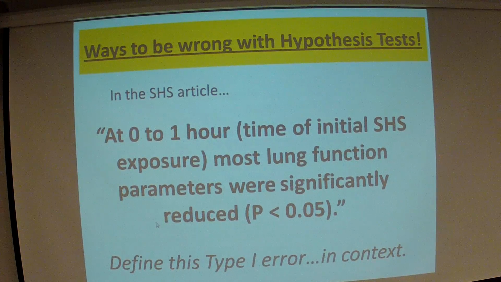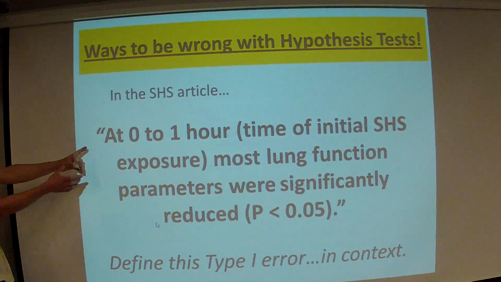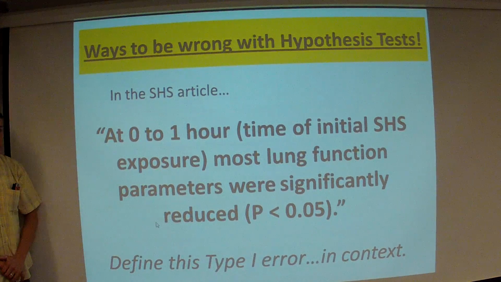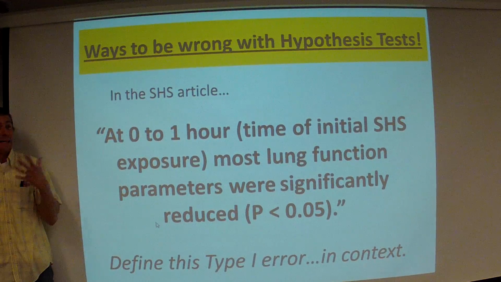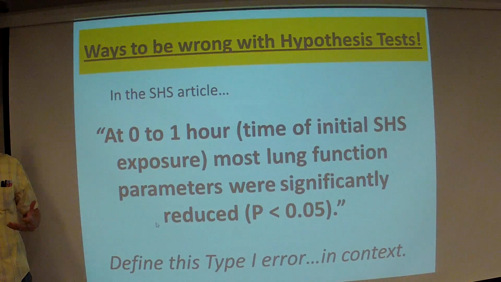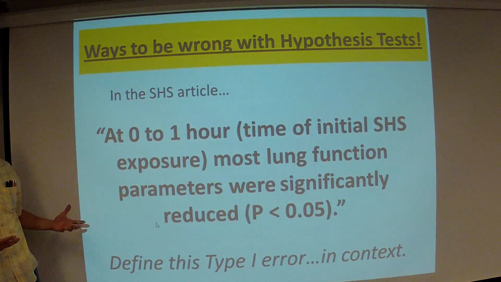Right. So we made the claim. We made this claim right here. We made the claim that lung function parameters were reduced. They decreased, they went down. If we're wrong, they stayed the same or increased. They didn't decrease. That's contextually defining a type 1 error.